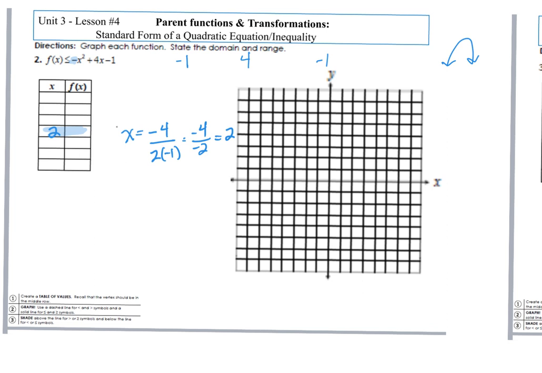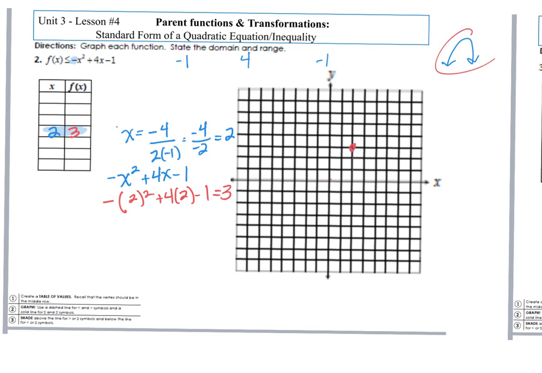We're going to plug that in for our x's in the equation, negative x squared plus 4x minus 1. So I have a negative sign and then parentheses, plugging in positive 2 squared plus 4 times 2 minus 1. What does that equal? That equals 3. So my vertex is 2 for x, 3 for y. So 2 right and up 1, 2, 3.